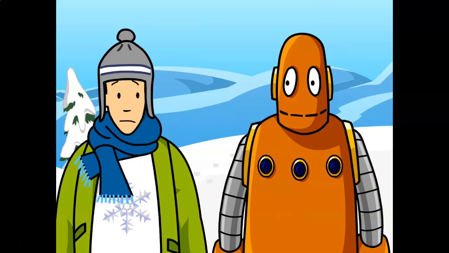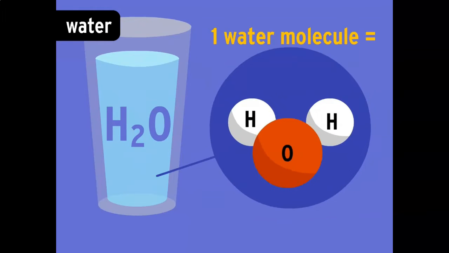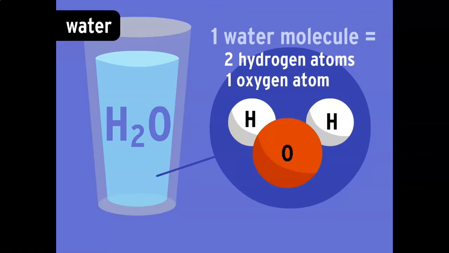Well, I'm getting to that. Everyone knows that the molecular name for water is H2O. That means that one water molecule is made up of two hydrogen atoms bonded with one oxygen atom, H2O.